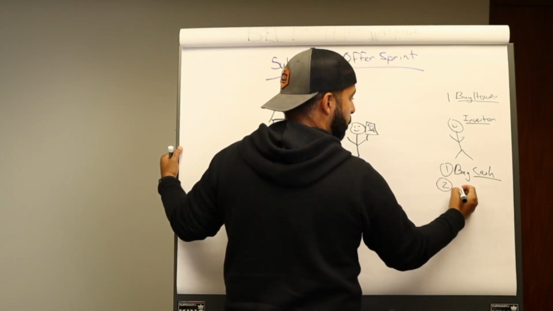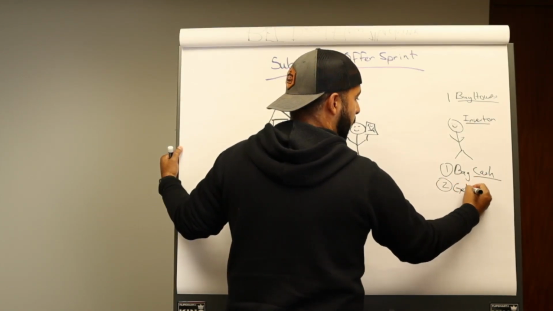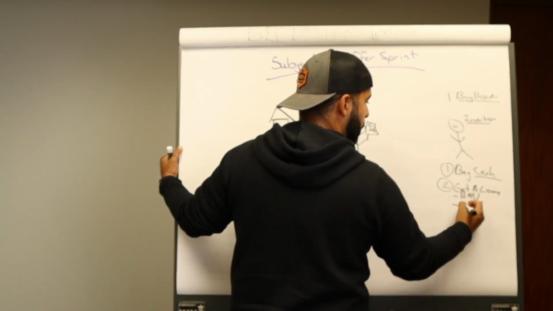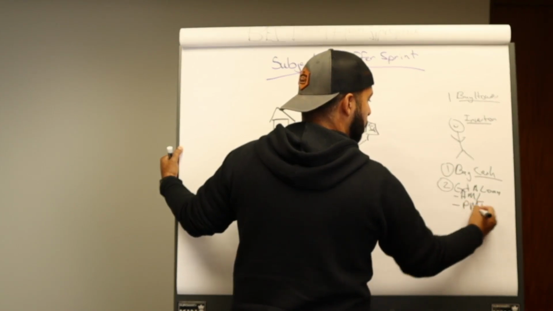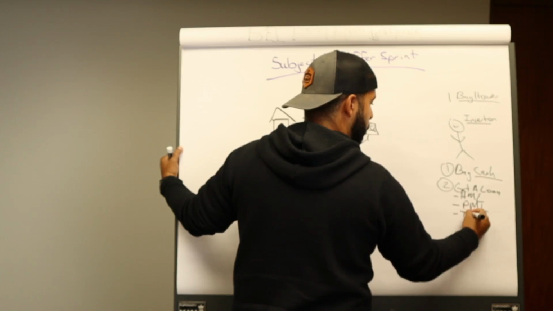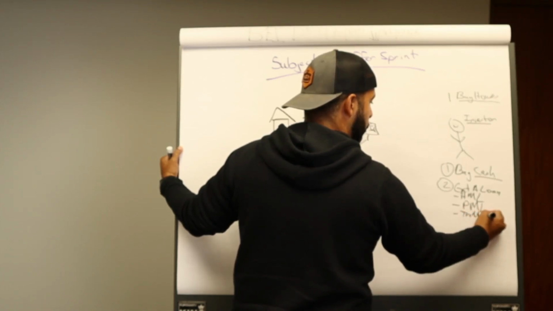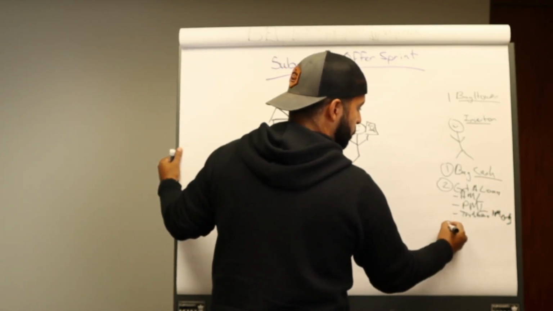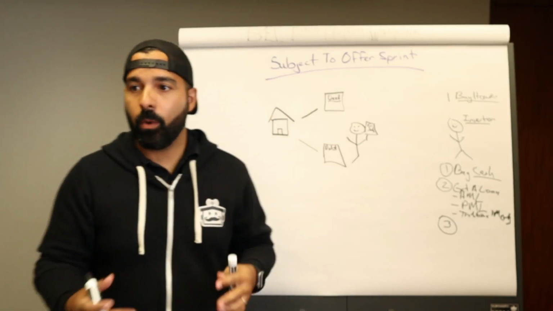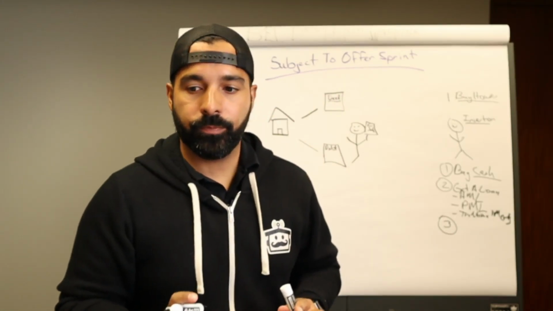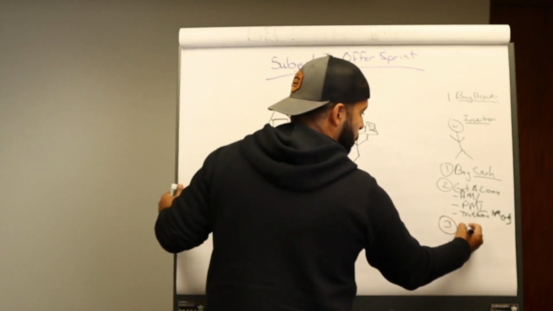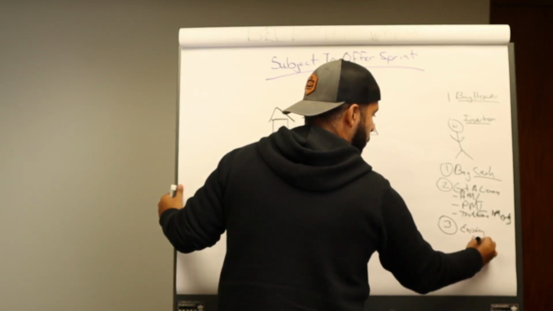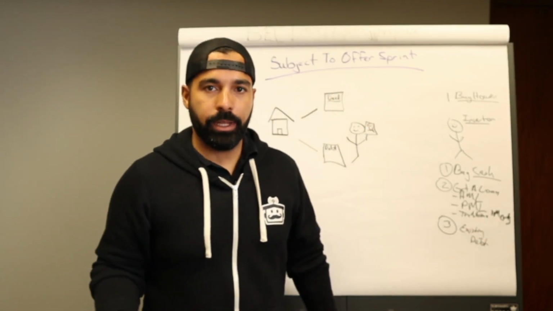You could get a loan, and this could be a hard money loan, a private money loan, or a traditional mortgage. But then the third option, which is what we're going to be focusing on today, is to essentially use the existing debt, leaving that debt in place.